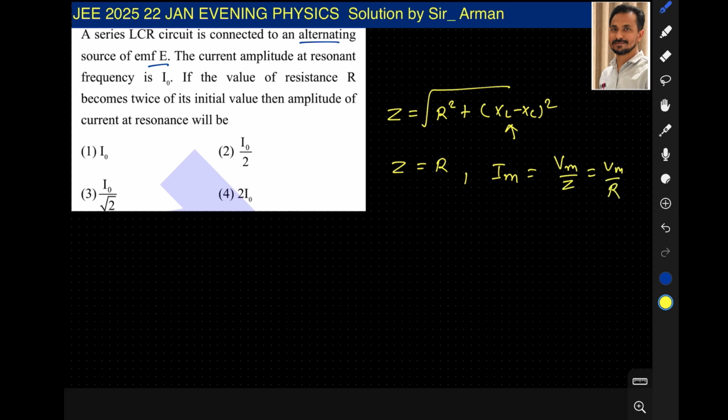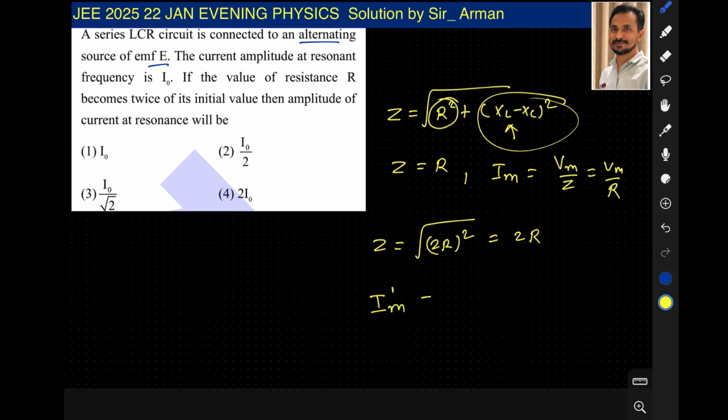Now you are increasing the value of resistance, so the resistance becomes 2R. So Z will be equal to the square root of (2R) square, which again becomes 2R because the reactance part is 0. So again the maximum current Im dash is equal to Vm by 2R, because Z becomes 2R. Now Vm by R is I0, as given in the question. So my new current will be I0 by 2. So the correct option is option 2.